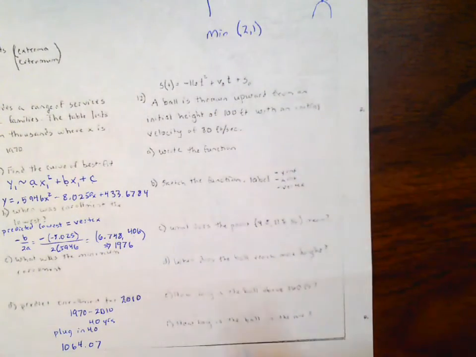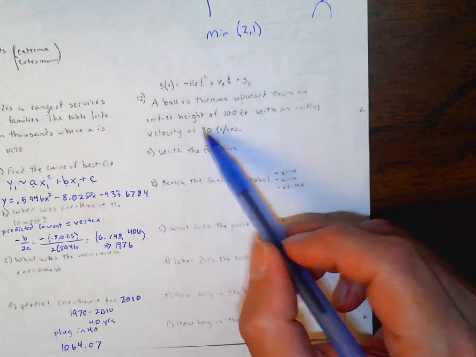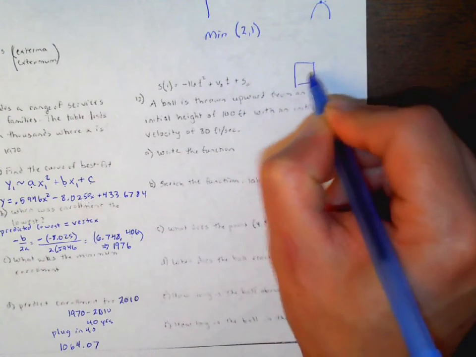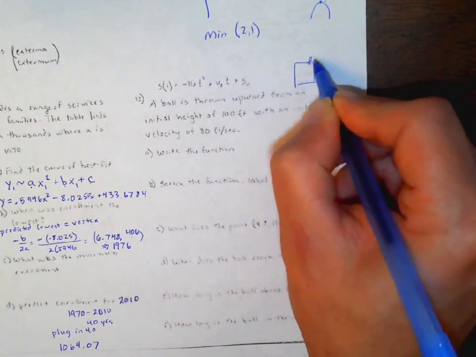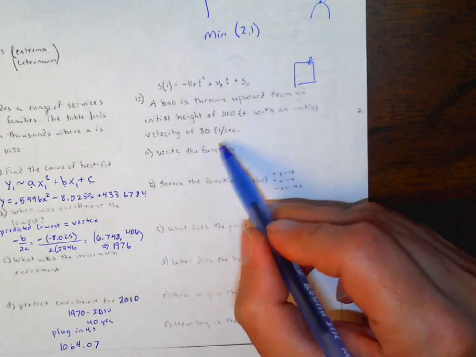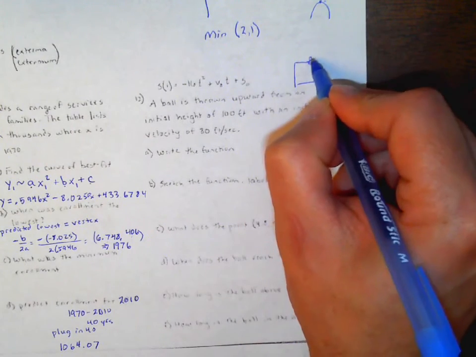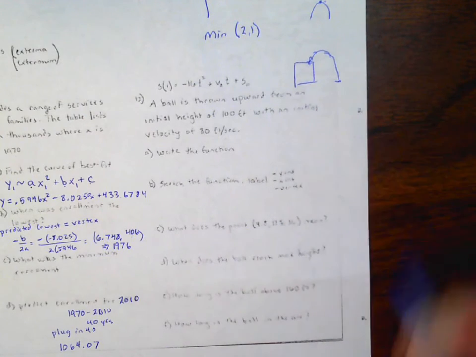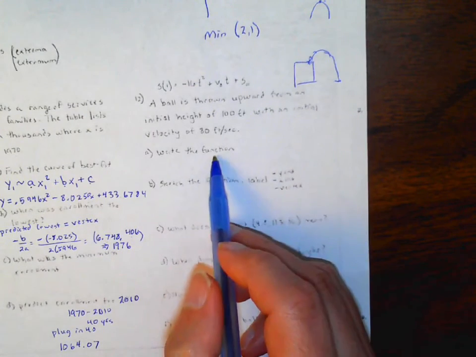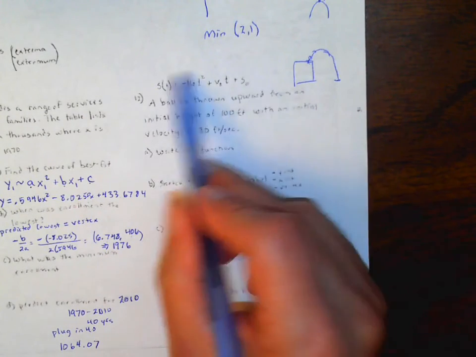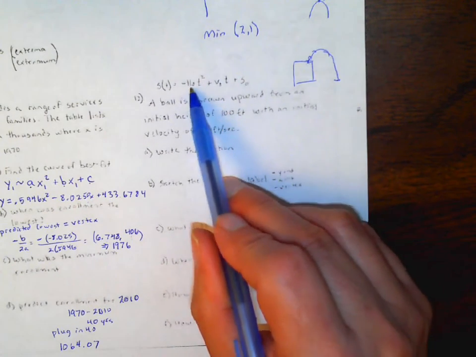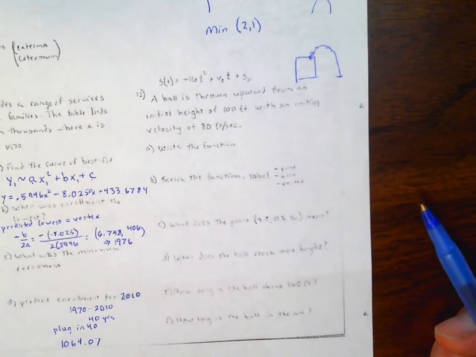But anyway. A ball is thrown upward with an initial height of 100 feet. So let's say somebody's on a building, 100 feet in the air, and they're throwing the ball with an initial velocity of 80 feet per second. So it's going up, and then coming down and hitting the ground. This is the equation. Everything falls to the ground at the same rate, so it's always negative 16. We're always going to use that.